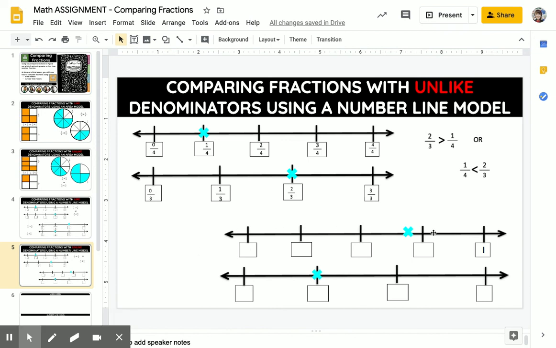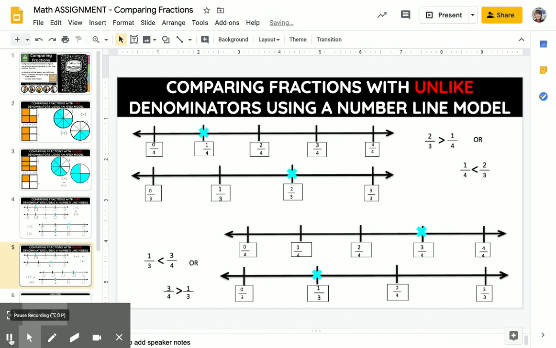cut into fourths and thirds. So let's label our number line. We see that this x represents 3/4 and this x represents 1/3. Looking at the number line, we can see that 1/3 is less than 3/4, or the opposite, 3/4 is greater than 1/3. Again, it is very important to make sure that your lines are the same length and that you have spread your sections out equally in order to compare with accuracy.